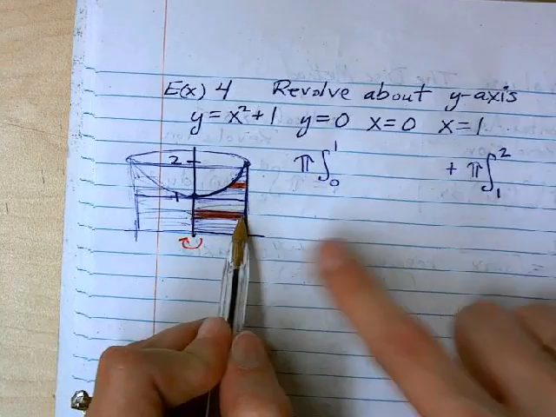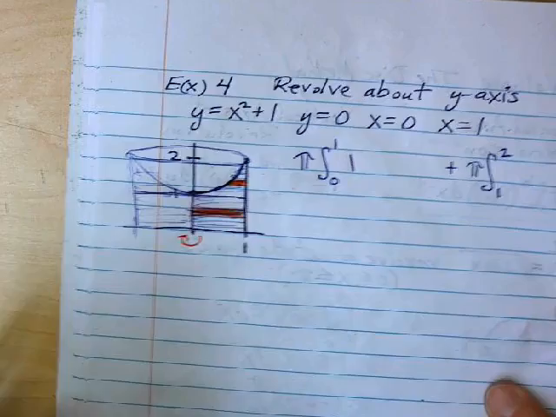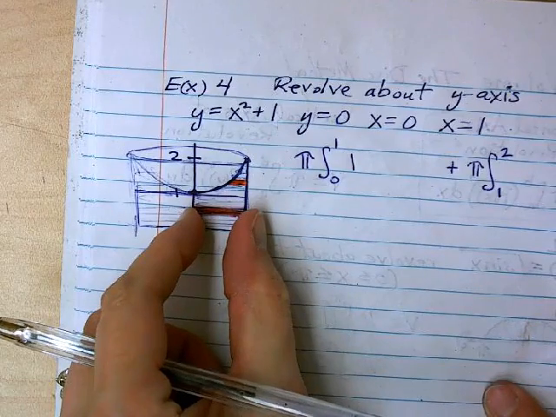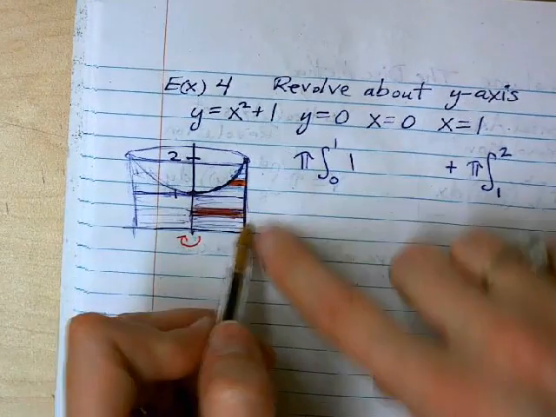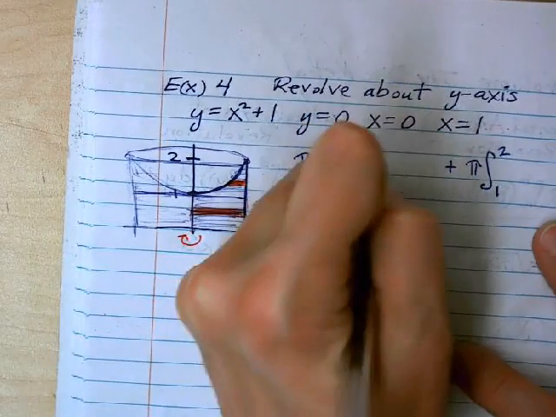That radius is just 1. Radius squared, like 1 minus 0 is 1. Radius squared, 1 squared, dy. So this part's the easy part of the problem. The top part is the hard part.